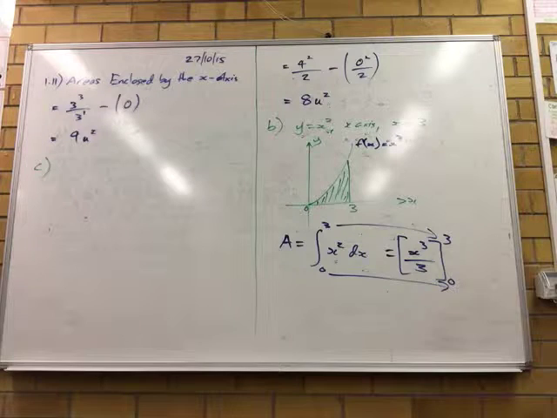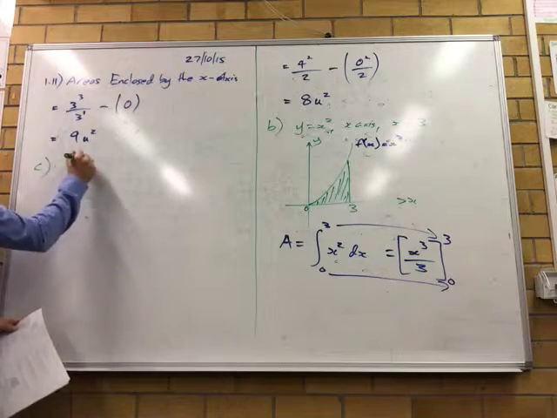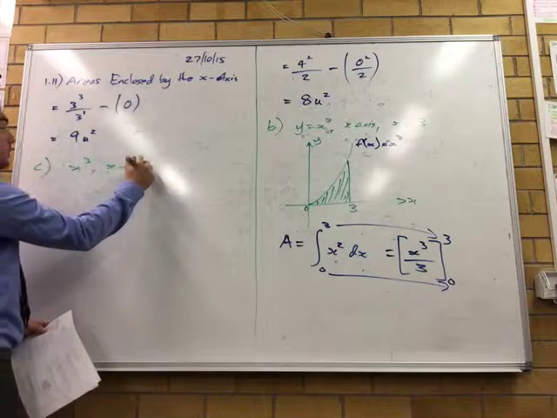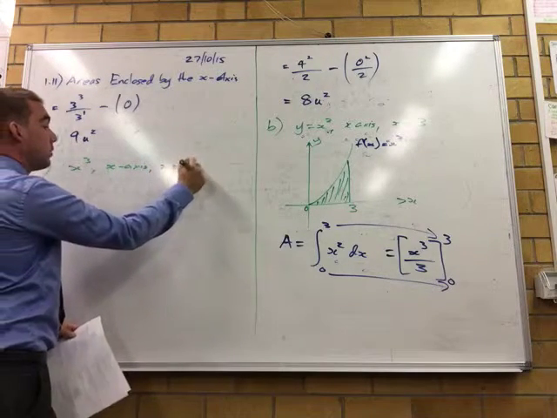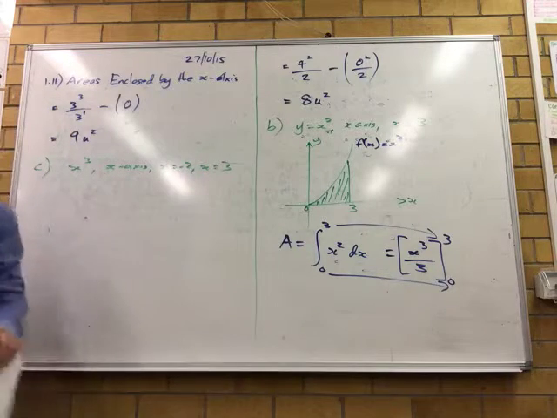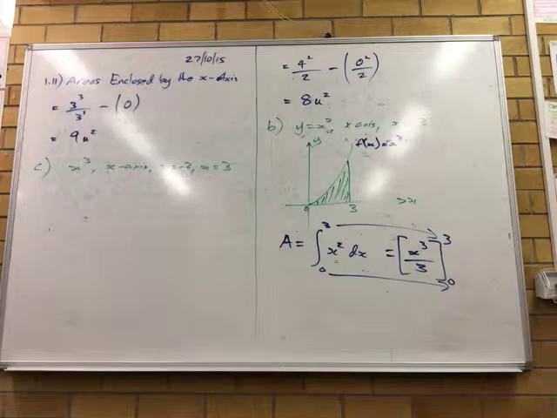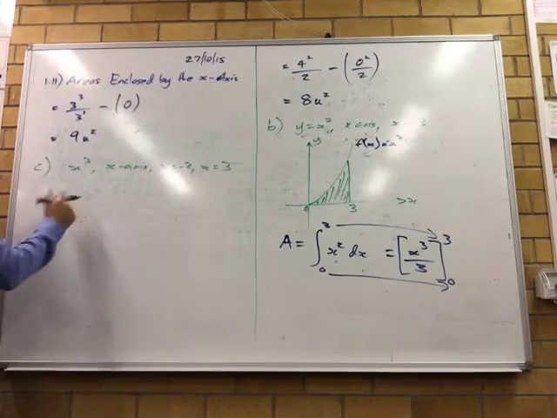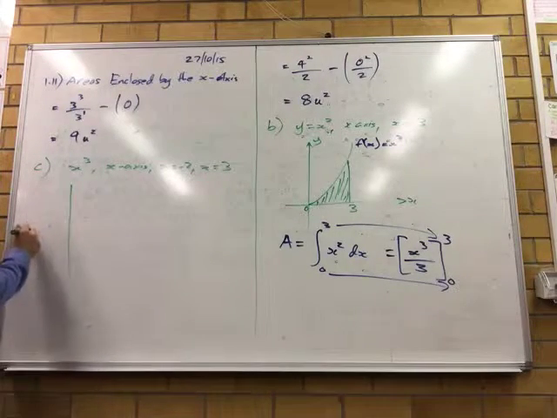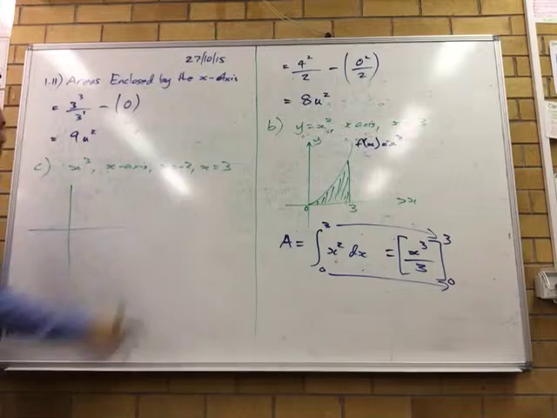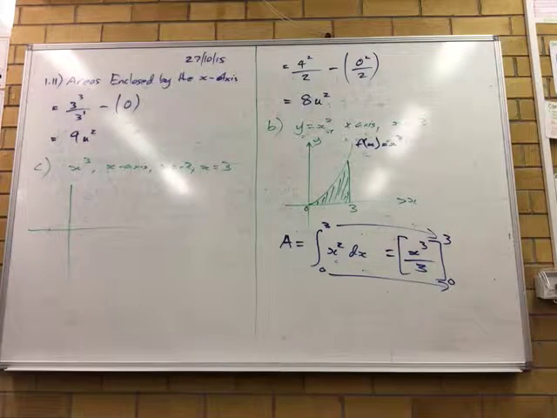Find the area enclosed by the curve y equals x cubed, the x-axis, and the lines x equals -2 and x equals 3. So we've got a cubic, x cubed, the x-axis, and x equals -2, x equals 3. And this is why you need to draw the sketch. You should know what a cubic looks like from your preliminary course. We've got x equals -2 and x equals 3, so I'm going to have areas either side of the origin.